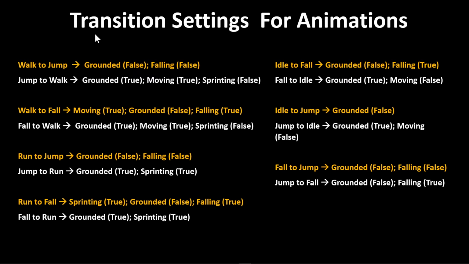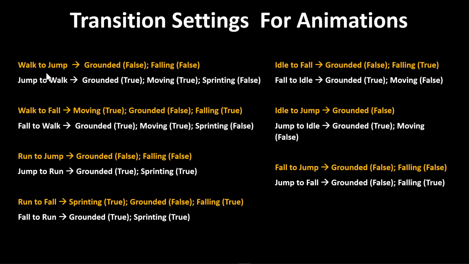Okay, just to make this video as short as possible and to make sure I didn't miss anything, I went ahead and set up transition settings for animations on a slide just to show exactly what you're going to need. You're going to need walk to jump, jump to walk, fall to walk, and so forth. These are all of the booleans that you're going to need to set up on each one of the transitions. All of them have zero exit time, and make sure that the offset is set to zero. This should be exactly what you need.